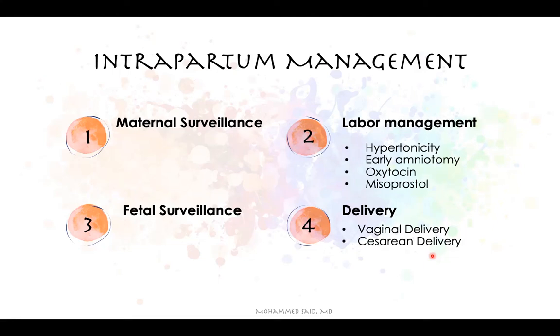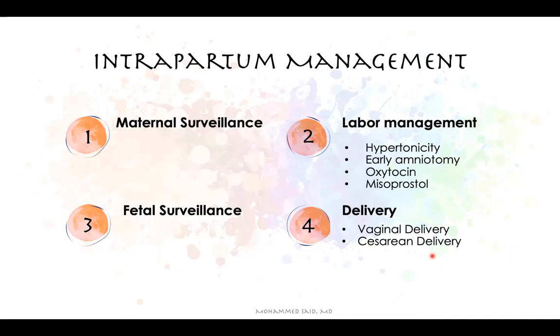For the baby, you'll obviously do continuous monitoring. Preferably, you're going to use the IUPC and FSE so you can get a better assessment. For the labor management though, we said previously that the uterus is going to be hypertonic. This hypertonicity can cause the labor to go fast, but it also can cause more fetal distress because of the back-to-back contractions.